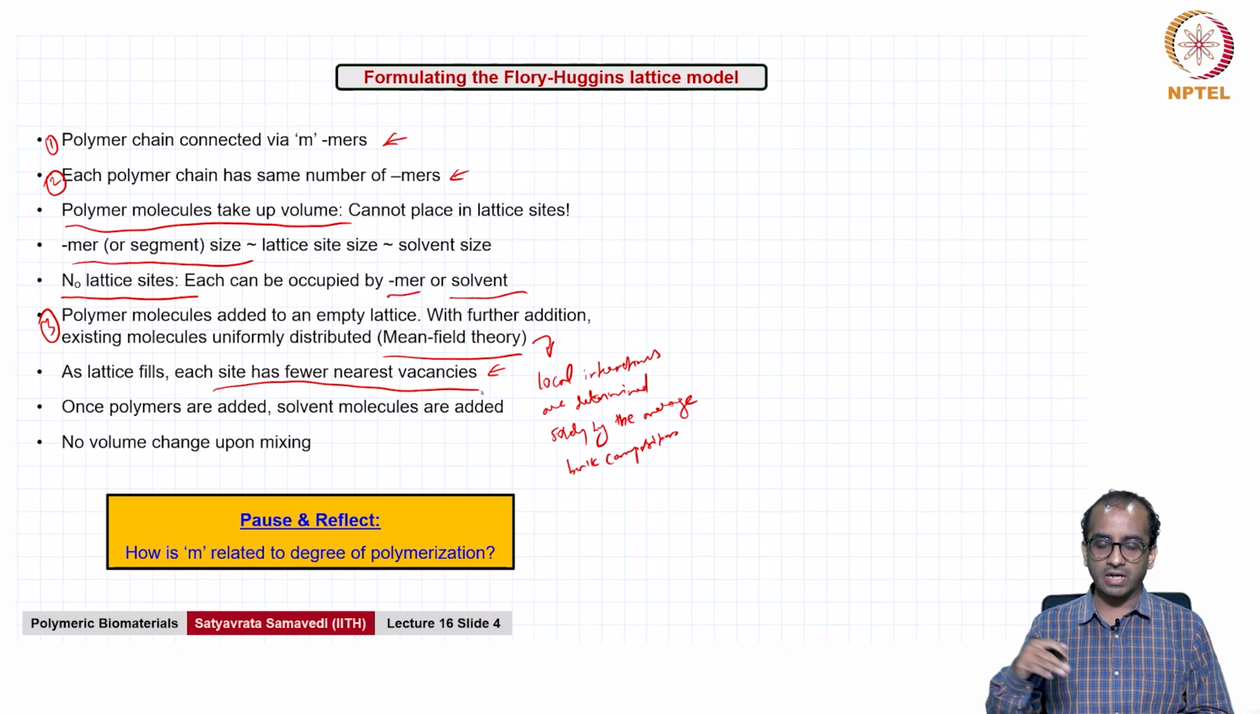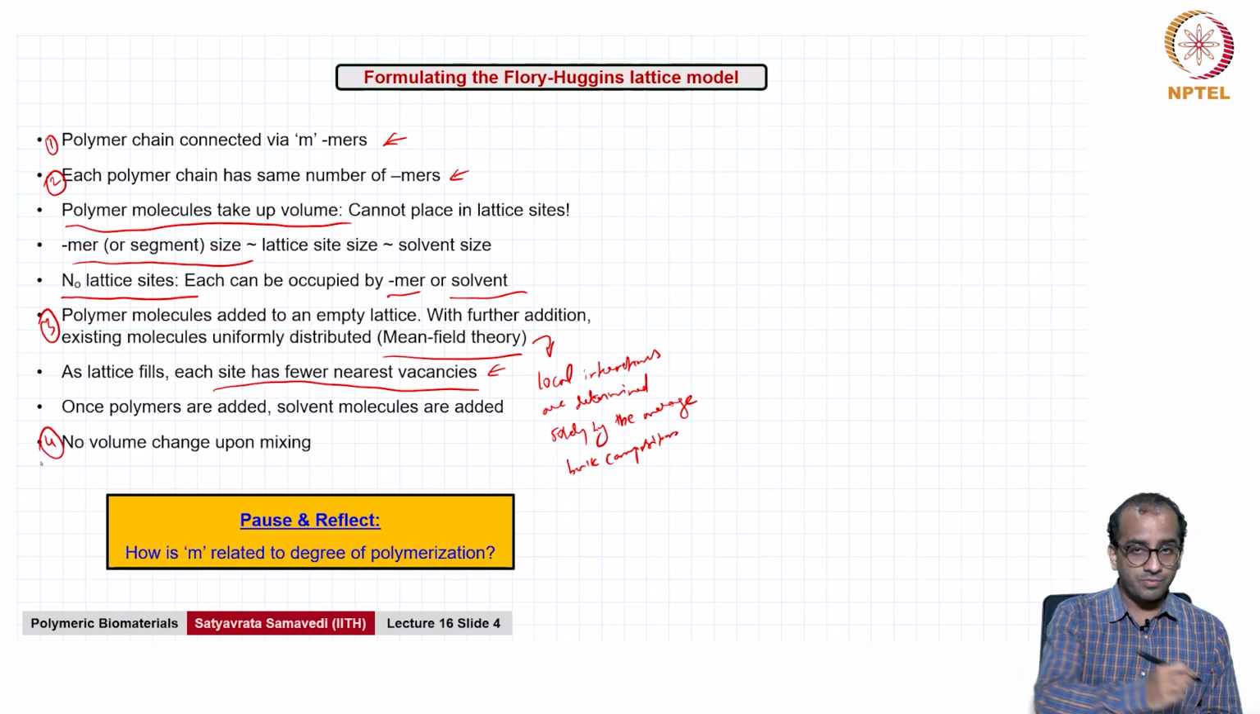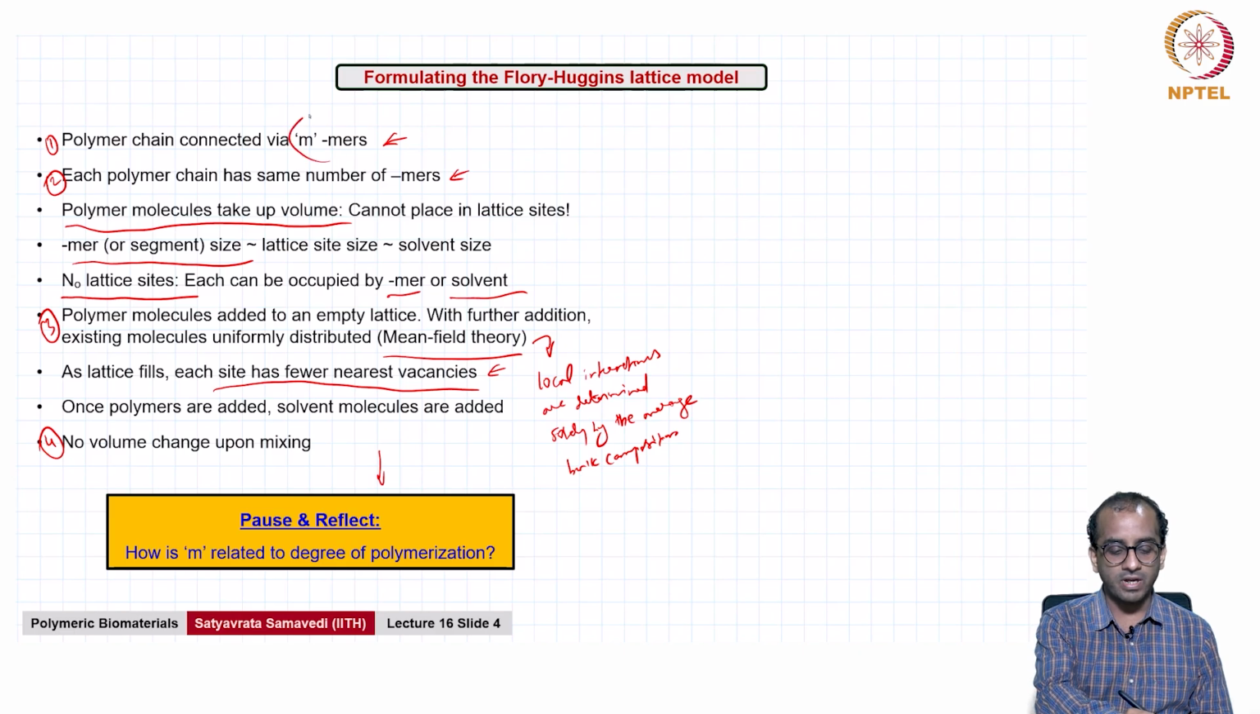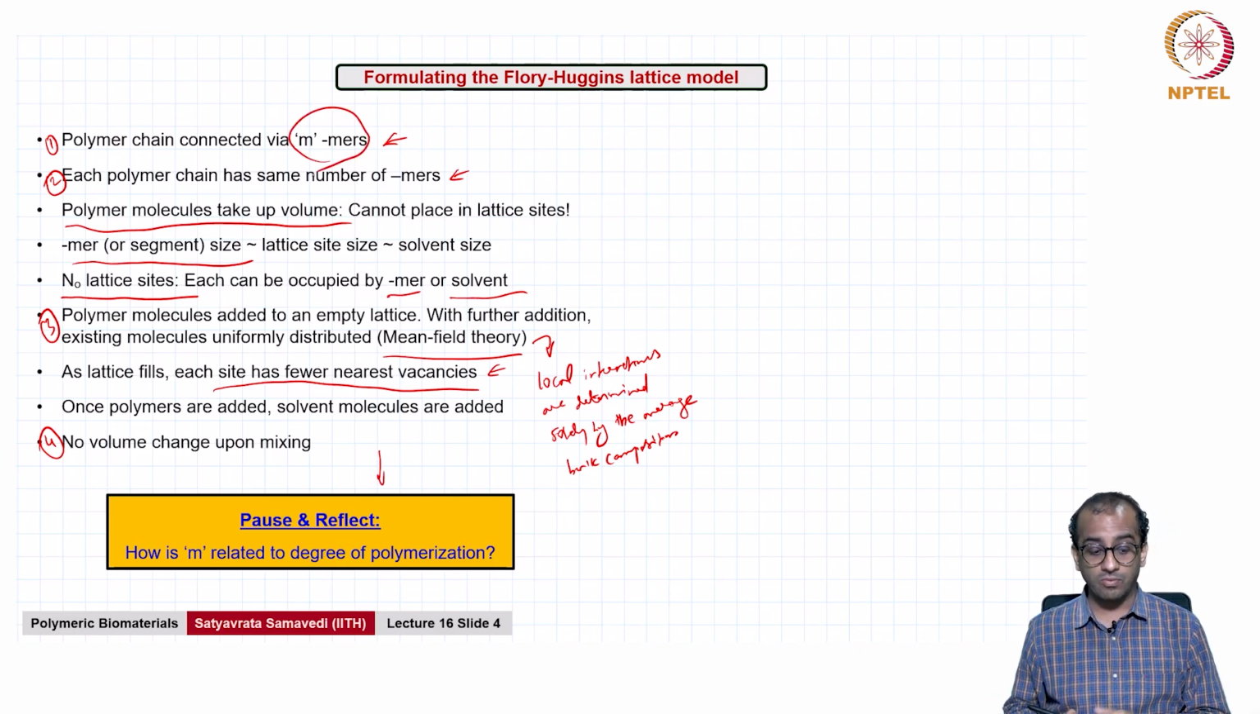And once polymers are added, you add the solvent. The fourth assumption is that Flory-Huggins assumes there is no volume change upon mixing. This is also not a great assumption to make, but it turns out that Flory-Huggins still is a very useful theory for us to understand polymer solutions. Now also would be a good time for you to pause and reflect on this idea, where here we said each chain is connected through m mers. Can you try and relate how m, the number of mers here, is related to the degree of polymerization that we have seen earlier? So maybe you can think about that to get a better sense of what we are talking about in terms of m here.